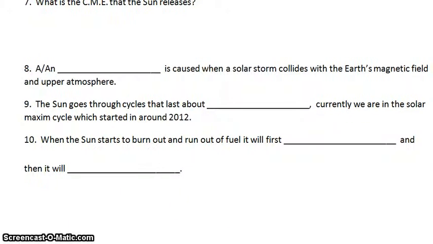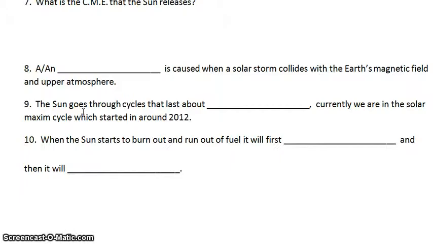And then we have here questions 8, 9, and 10. Question 8, an aurora is caused when a solar storm collides with the Earth's magnetic field and upper atmosphere. We talked about auroras a little bit in class, the northern and southern lights, or aurora borealis and aurora australis, and how they glow in the upper atmosphere. Number 9, the sun goes through cycles that last about 11 years. Currently we are in a solar maximum cycle which started around 2012.